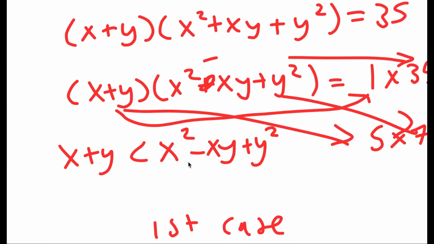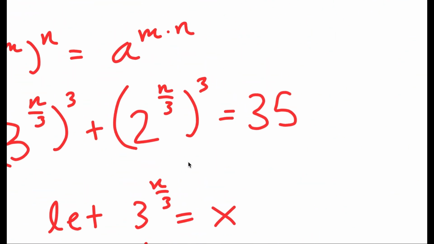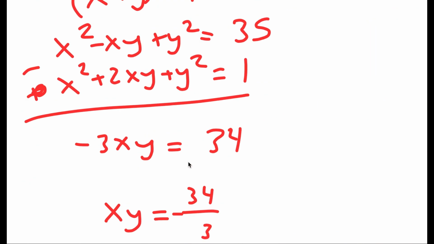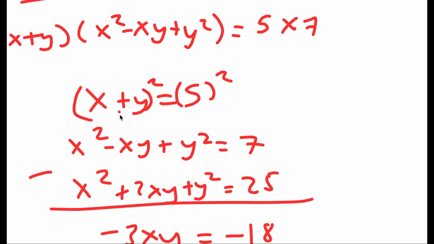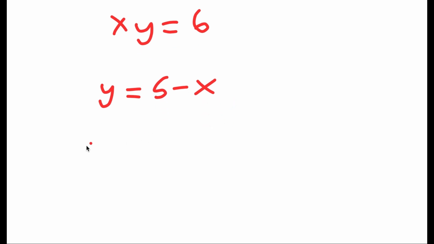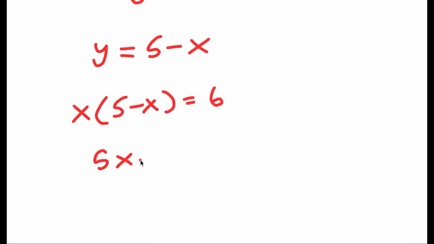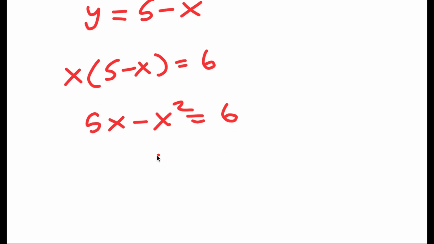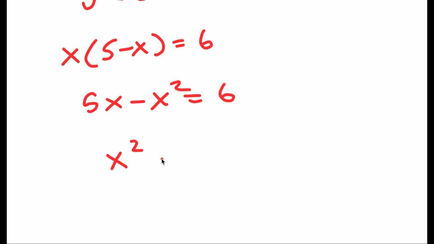So now going back, x plus y over here is equal to 5. We know this. So if x plus y equals 5, then this means that y is equal to 5 minus x. So we can plug this in here, and we get that x times 5 minus x is equal to 6, meaning 5x minus x squared is equal to 6, and x squared minus 5x plus 6 is equal to 0.